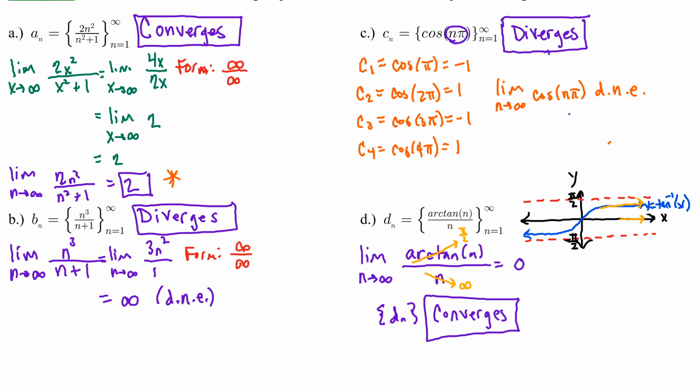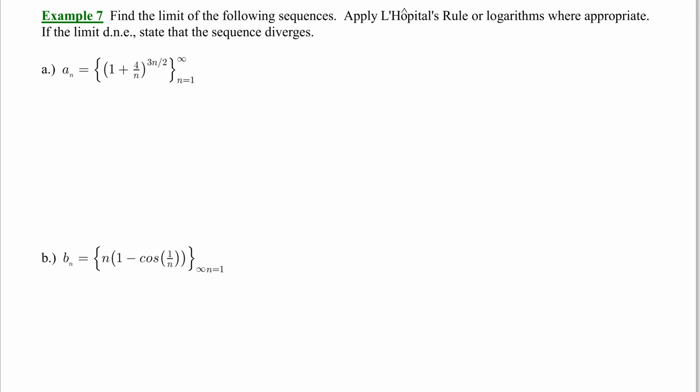And to find the limit of a sequence, we treat it as if it were a continuous function. Therefore, we have access to manipulation rules such as L'Hopital's rule to evaluate those limits. Another technique that we'll have at our disposal is the use of logarithms. In example 7, we're still looking at calculating the limit of a sequence. We'll use L'Hopital's rule where necessary, and sometimes we'll use logarithms. If the limit does not exist, we're going to state that the sequence diverges.